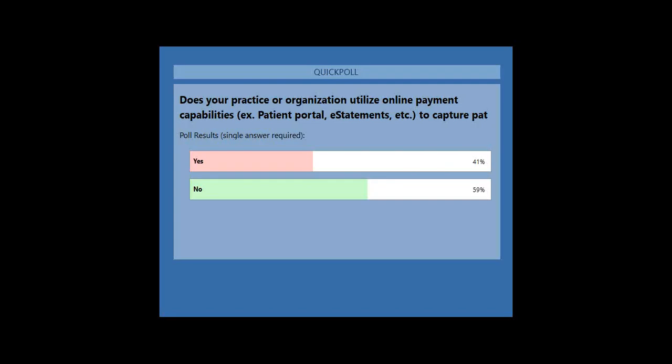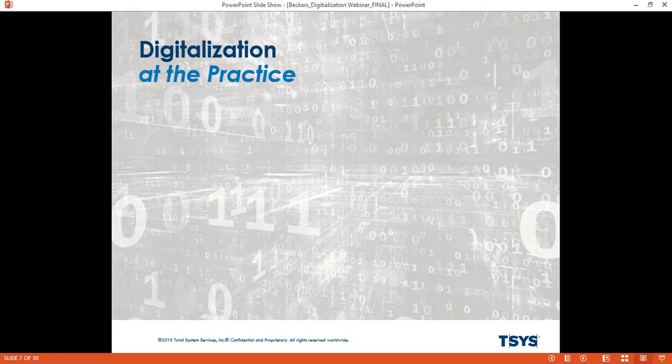Okay, so the results are in, and it looks like just over half said no, 59%, and the remaining said yes, 41%. Awesome. The reason why this is an important question is because this is a great example of digitalization. And 5 or 6 years ago, we were talking about how to make our statements easier to read, and now we're talking about opening up online capabilities to take payments.